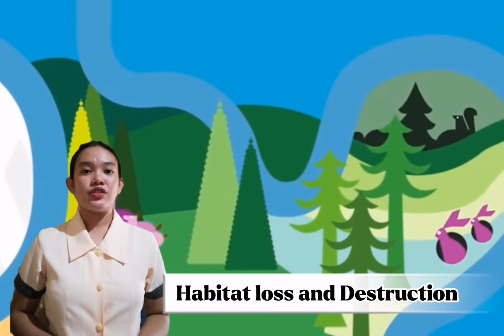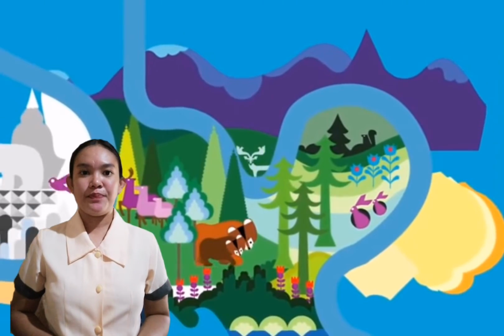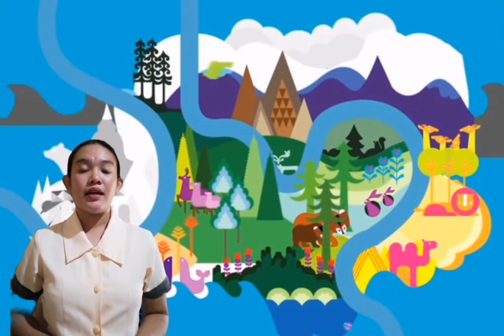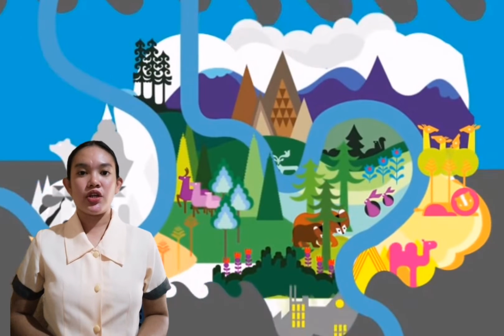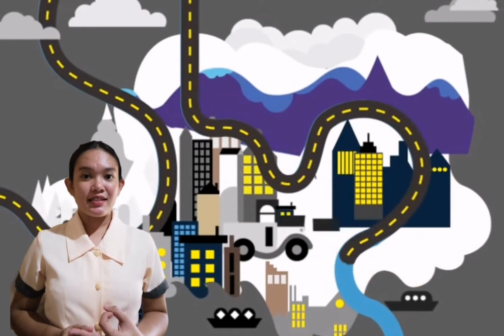Habitat loss and destruction is a big threat to the survival of biodiversity. It is usually caused by human activities, but can also be caused by natural disasters like tsunamis, earthquakes, hurricanes, etc.